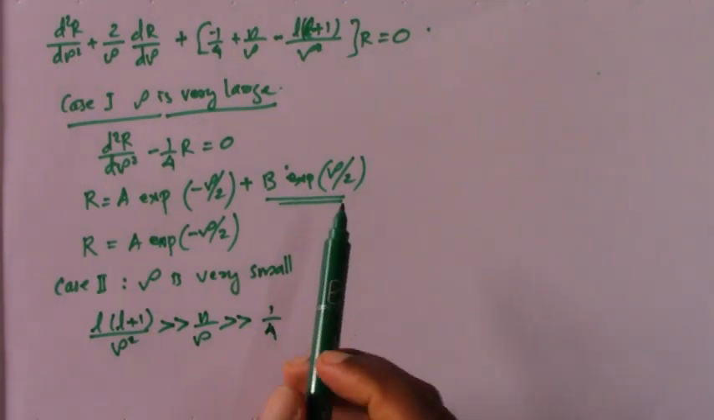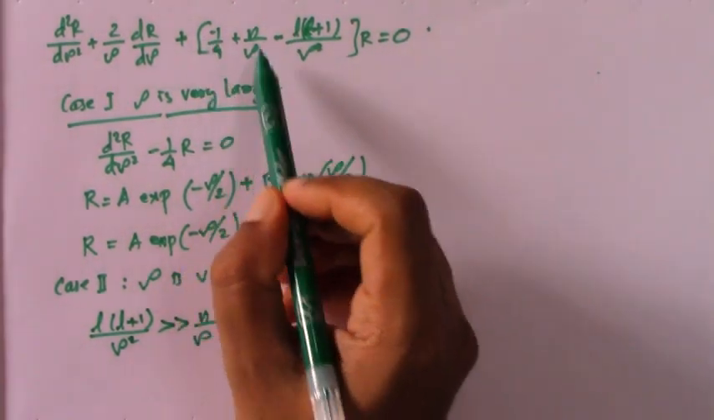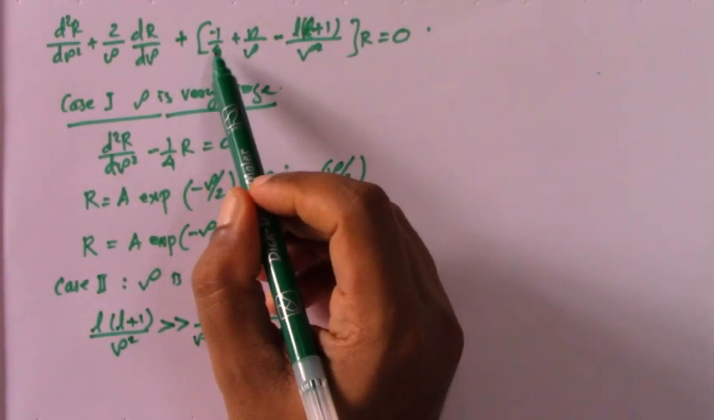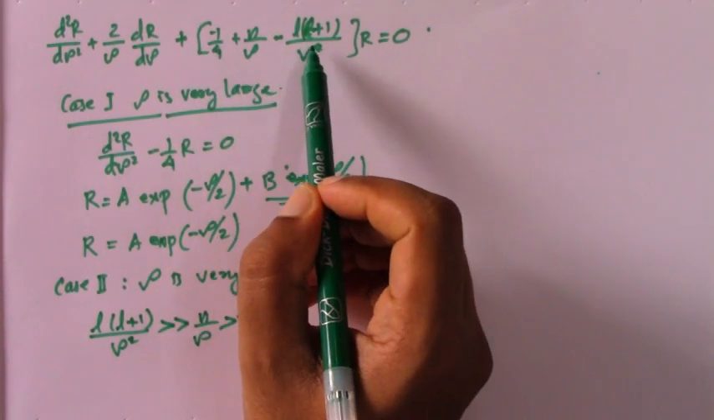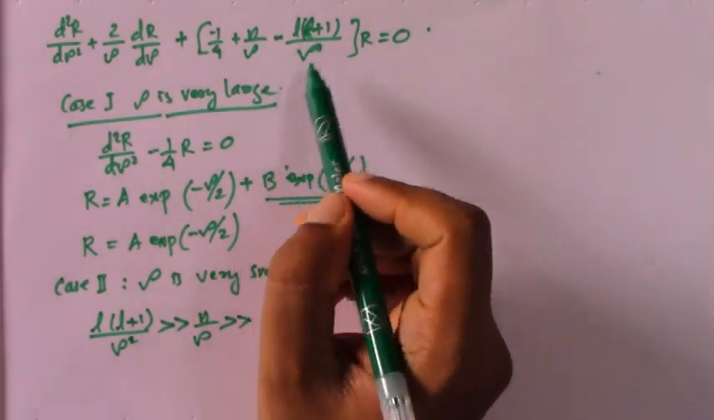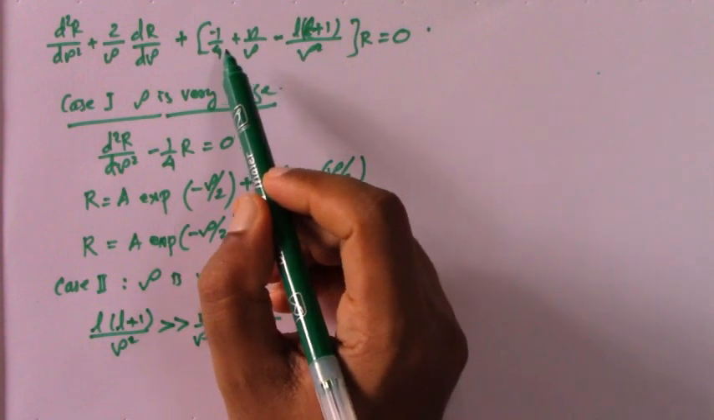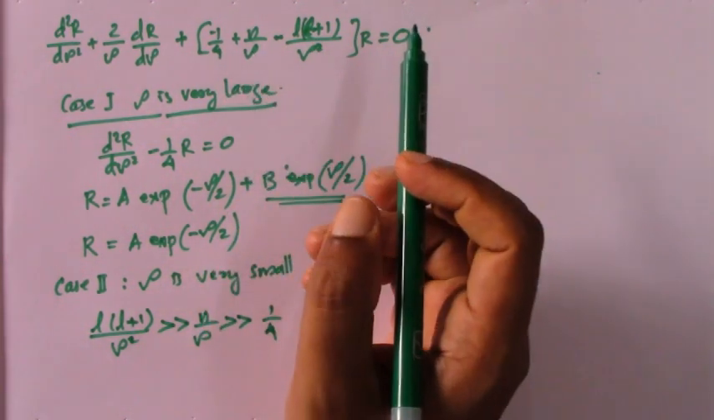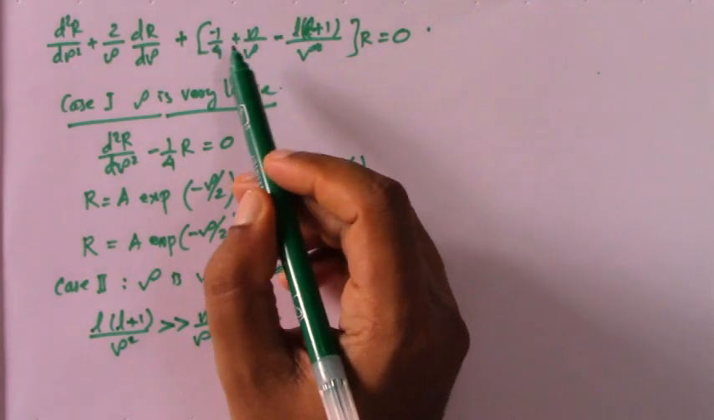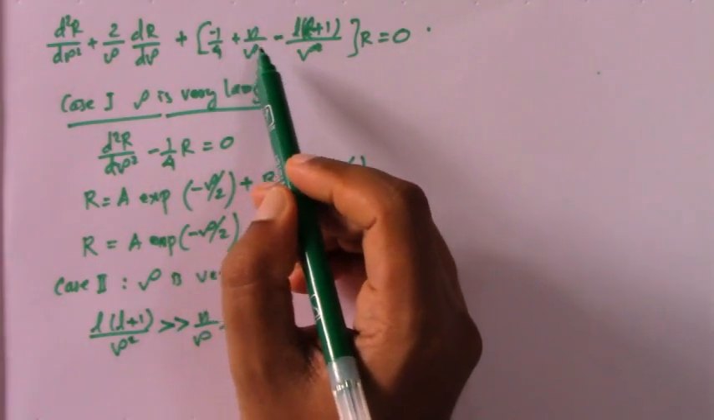Because of this, we can neglect the first and second terms from this equation, because even if they are added to the third term, nothing is going to happen. The third term itself is very large, and the contribution of the first and second terms is negligible. So we can neglect these two terms, the minus 1 by 4 plus n by rho.